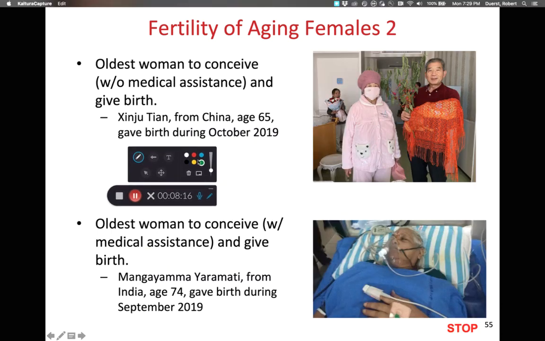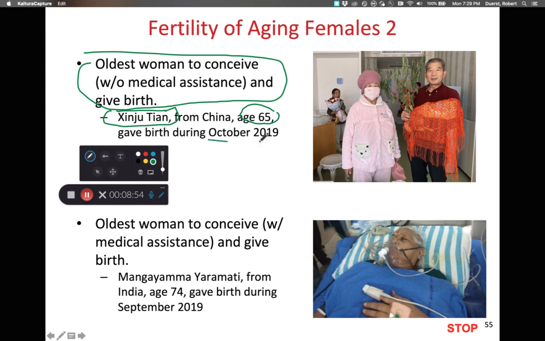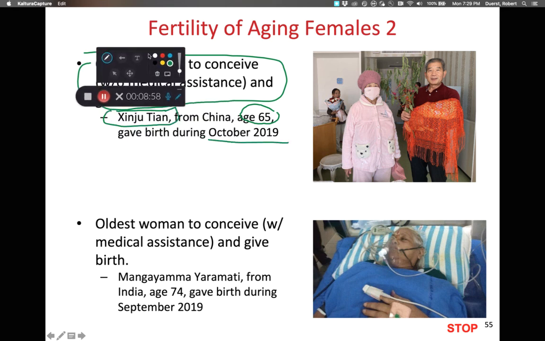But let's talk about some exceptions. These are some jaw-dropping numbers I found when I was looking up some outliers. The oldest woman to conceive naturally and give birth was 65 years old at the time that she gave birth. Holy smokes! I am pretty sure I'm going to mispronounce her name. Jinju Qian is a woman from China who was age 65 when she gave birth to a child. She gave birth via cesarean section, and this happened during October 2019, so less than a year ago.